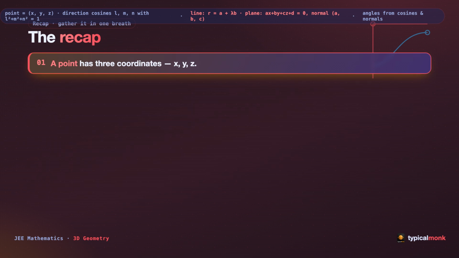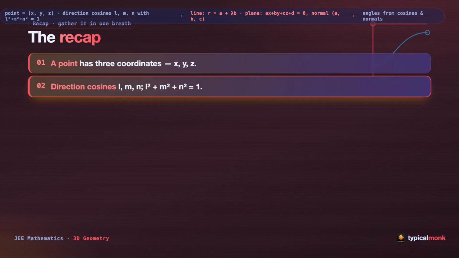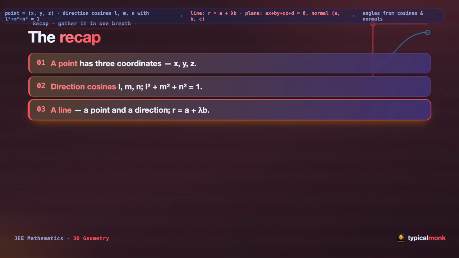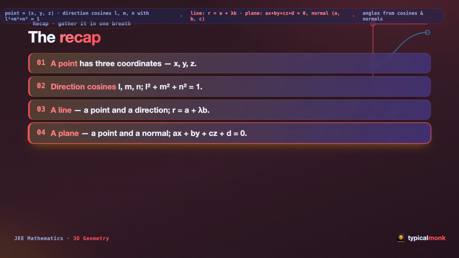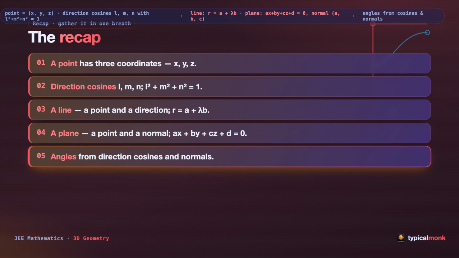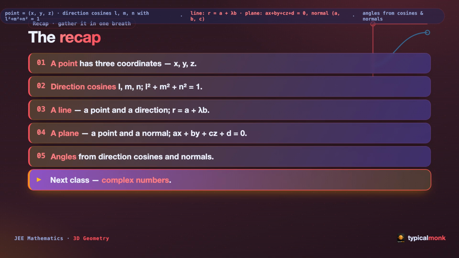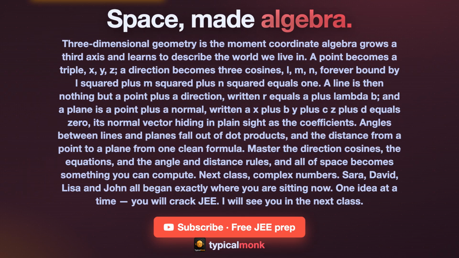Let us gather it all in one breath. A point has 3 coordinates, x, y, z. Direction cosines l, m, n, with l squared plus m squared plus n squared equals 1. A line, a point, and a direction, r equals a plus lambda b. A plane, a point, and a normal, ax plus by plus cz plus d equals 0. Angles come from direction cosines and normals. Next class, complex numbers. Space, made algebra.